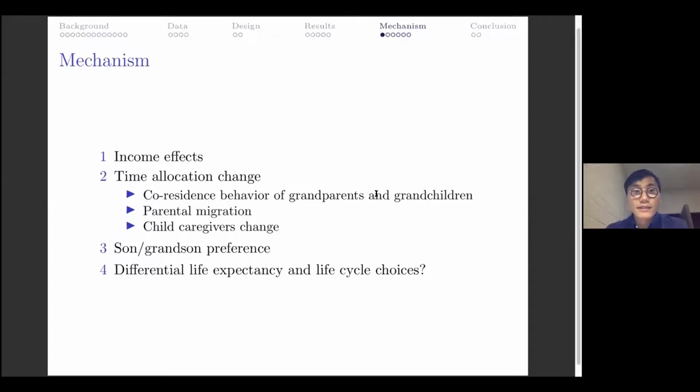mechanisms indirectly, first by the income effects, because income is highly correlated with household consumption, and second by time allocation, since the time allocated by the grandparents versus parents to the child may have different effects on child weight. And third, we test whether some preferences play a role in our results.